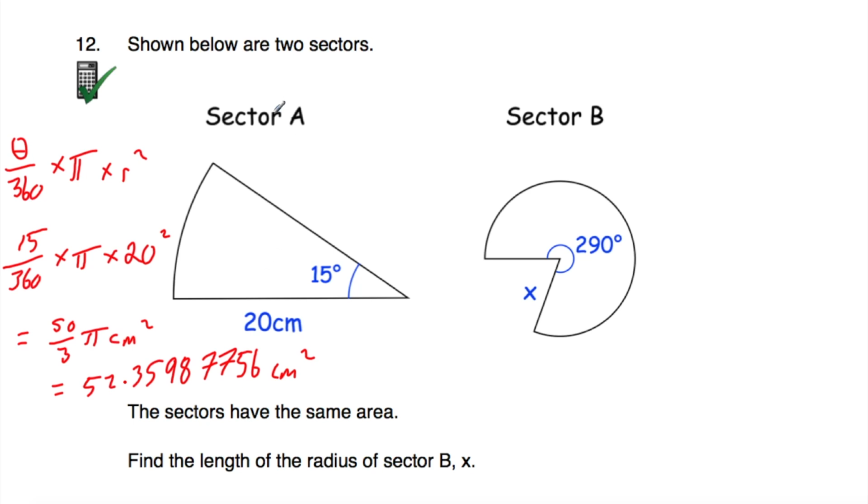So that's the area of that sector. Okay, now that's the area of sector A. That's also then the area of sector B because they've got the same area. Now if we have a look at sector B, the area of sector B will be equal to beta over 360 multiplied by pi multiplied by the radius squared.